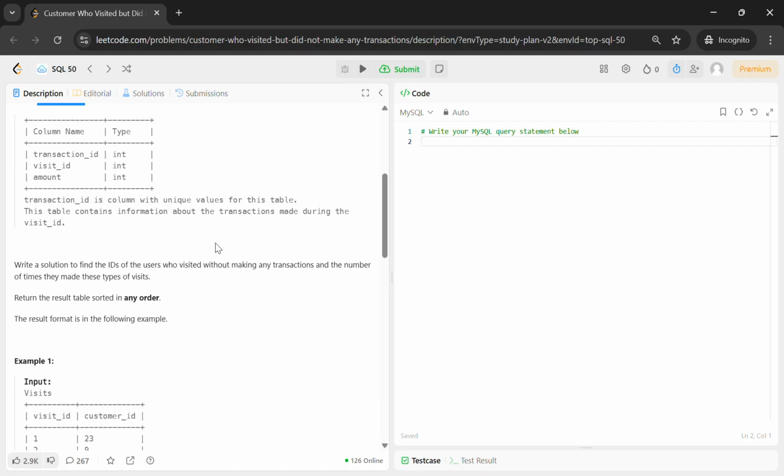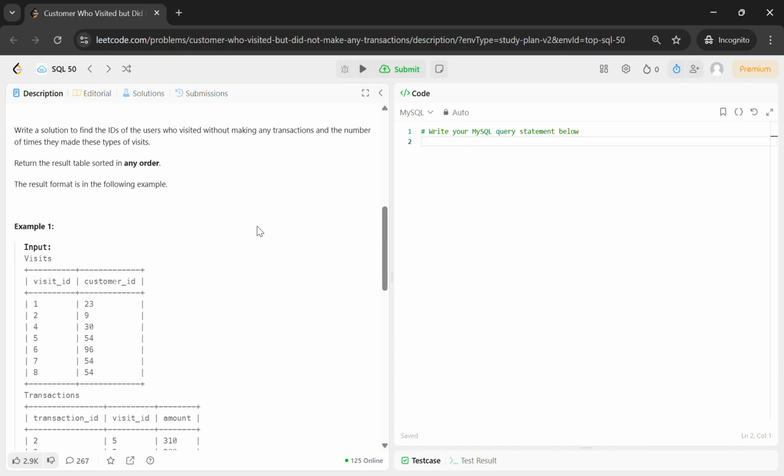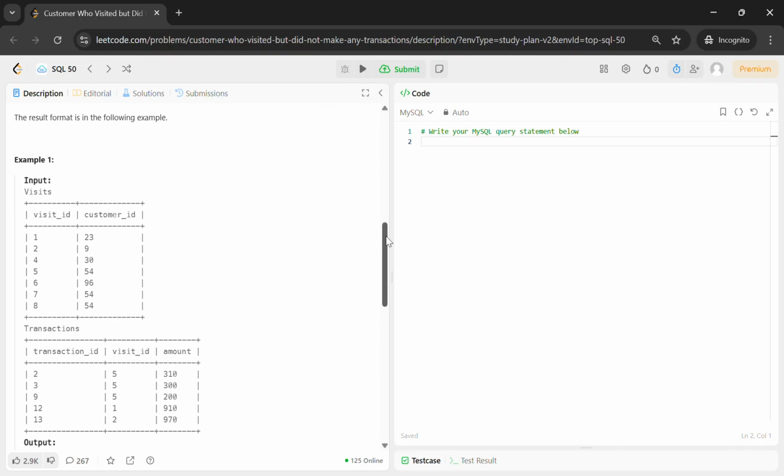So write a solution to find ID of the user who visited without making any transaction and the number of times they made these type of visit. So we have few customers who visited the mall, and now what we want to find such customer who visited the mall but they did not make any transaction, and we have to count their visit. Like, let's say if there is a customer X, he visited 2 times in the mall and 2 times he didn't make any transaction, so that we have to find. Let's see with an example. Try to understand the example.